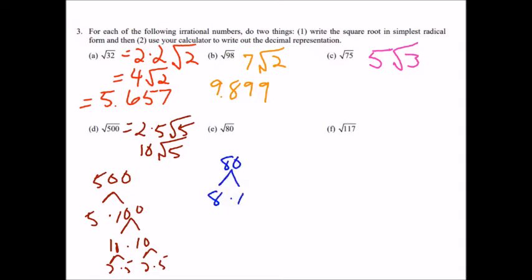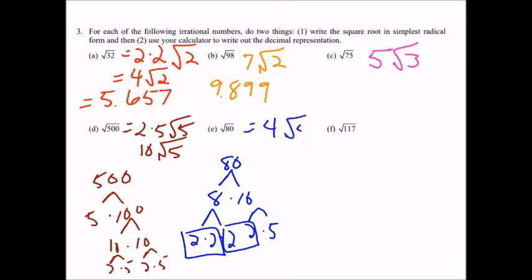Let's do 80 here. We got 8 times 10. 8 is 2 times 2 times 2. Again, I know I kind of skipped a few steps. I have 2 sets of 2's. So that's going to give me 4 radical 5.